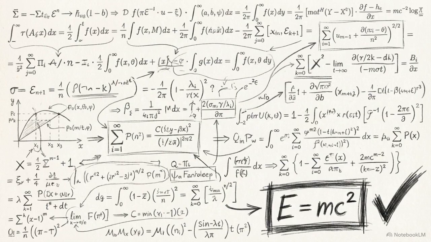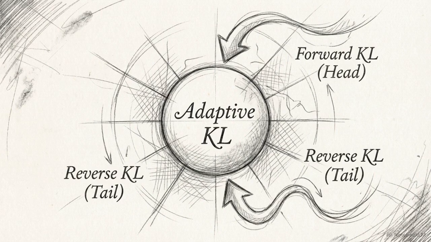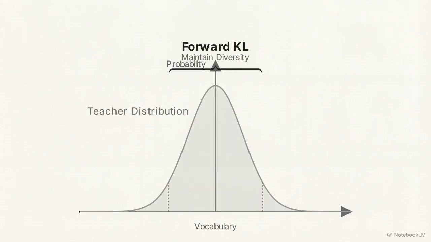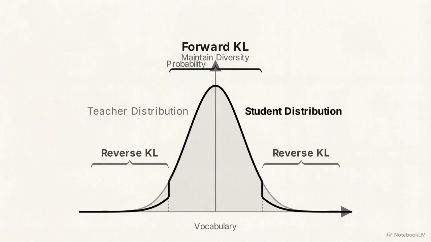Sacrificing recall for extreme precision is exactly what we want for logical reasoning, math, and instruction following tasks. We want the one correct path, not a diverse set of wrong ones. Cutting-edge frameworks are now using adaptive KL to dynamically blend these metrics, applying forward KL to the high probability head of the distribution to maintain some diversity, and reverse KL to the tail to cut off hallucinations.